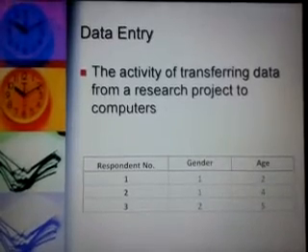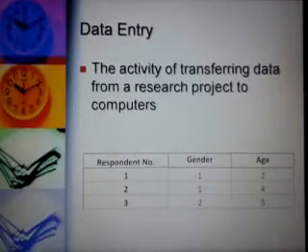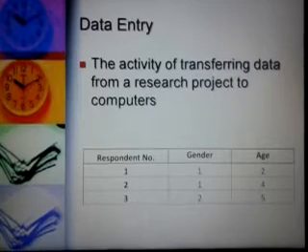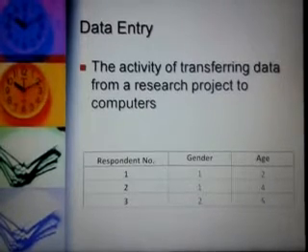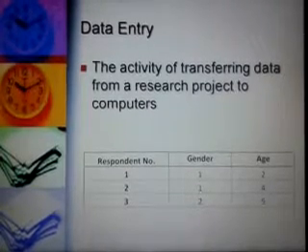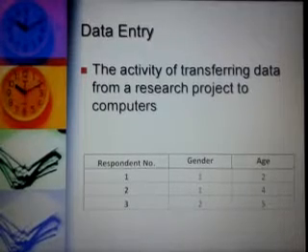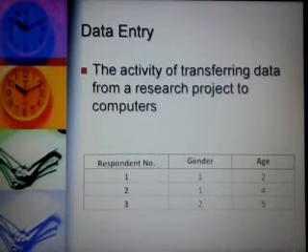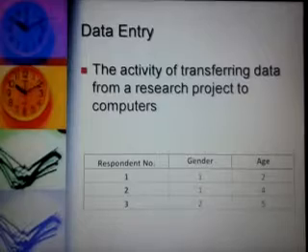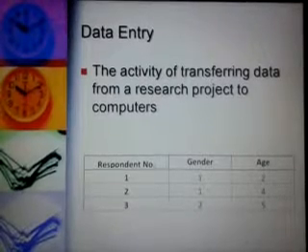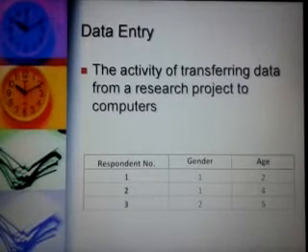Hey students, in our last lecture of business research methods, we discussed data editing and data coding. We discussed that before data entry, there is a need to edit the data for completeness, and then there is a need to have data coding. In this lecture, we will discuss data entry.